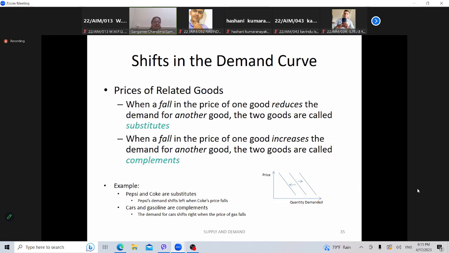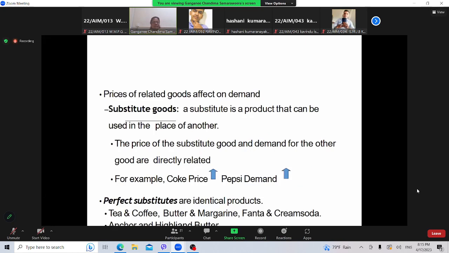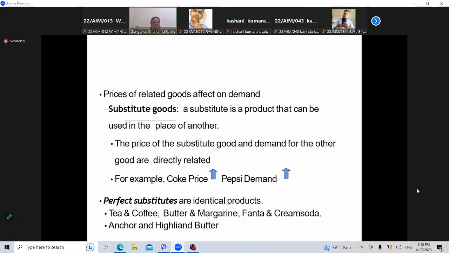Then, as we explain, price of related goods: substitutes and complementary goods. So here you can say substitutes. If one price is increasing, other demand is increasing in substitutes. If no Coke, we have Pepsi. If no tea, we have coffee. Perfect substitution means tea, coffee, butter, margarine, Fanta, maybe cream soda, Anchor, Highland butter.